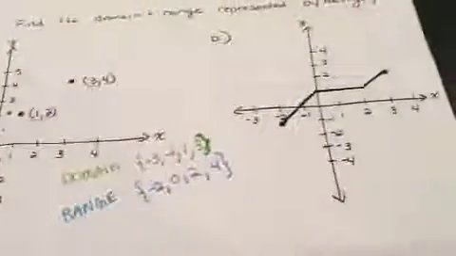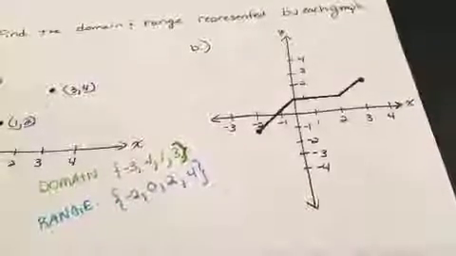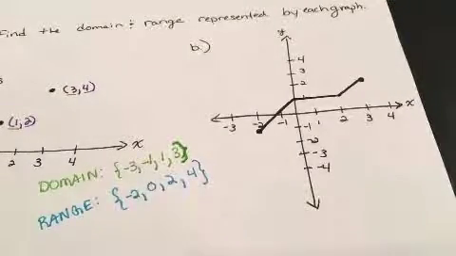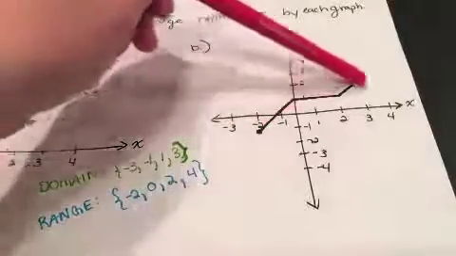Now let's take a look at this graph. This graph is a little bit different. Okay, in this graph we have a connecting line. So it's a series of points. It's every single point that lies between this dot and this dot.